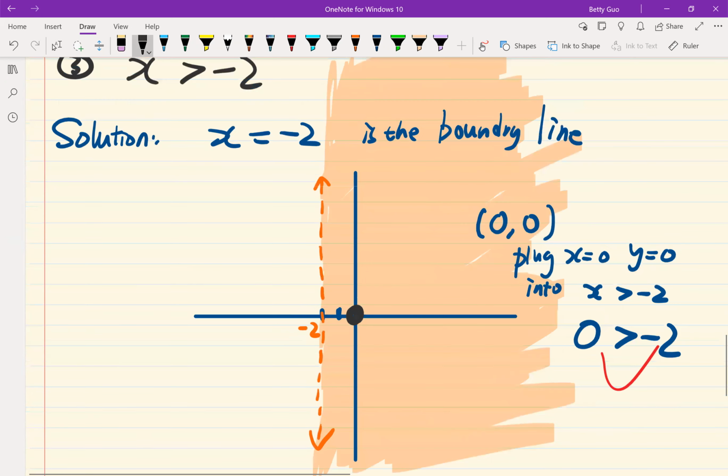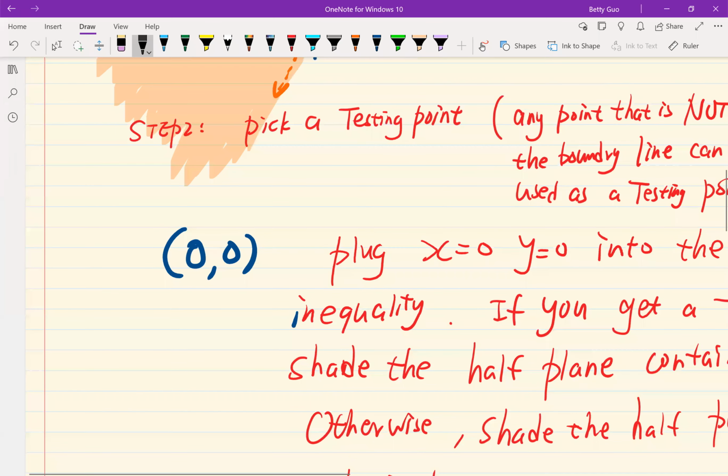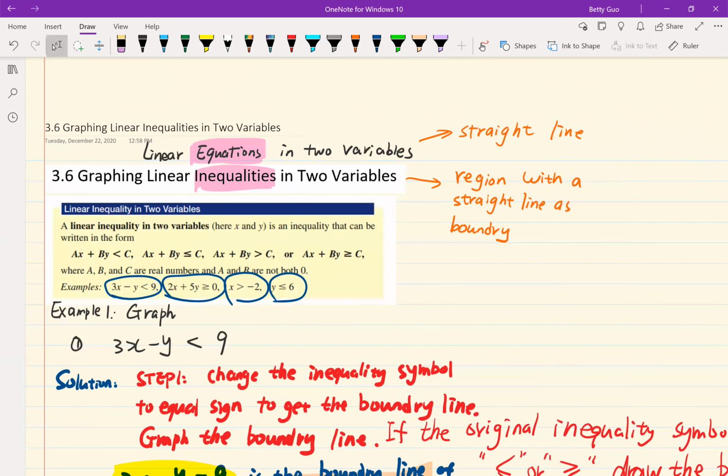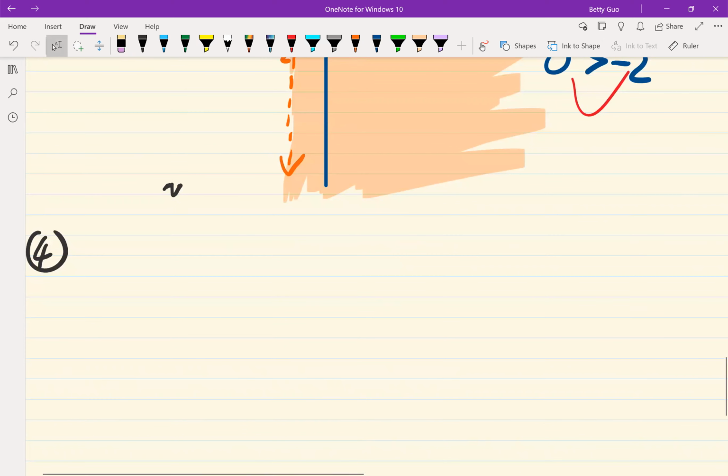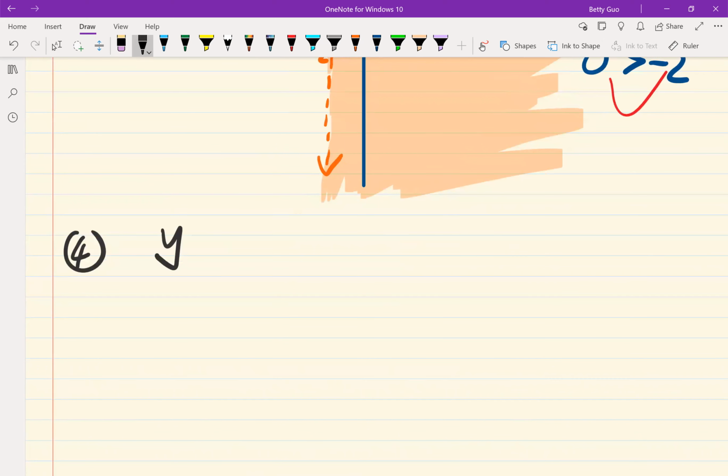Number 4, let me see example number 4. The inequality is y no more than 6. y is less than or equal to 6. Okay, you guide me through. Look at the 2 steps in your note. You tell me what to do. What should I do?